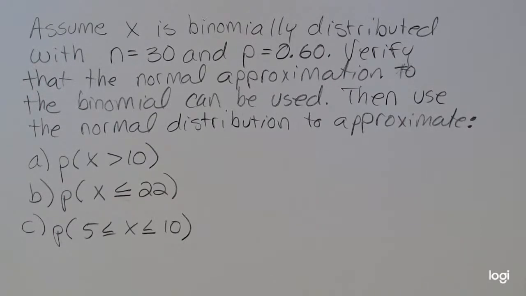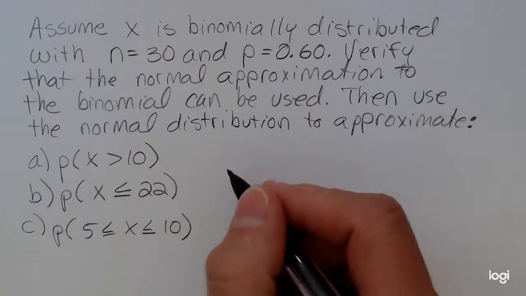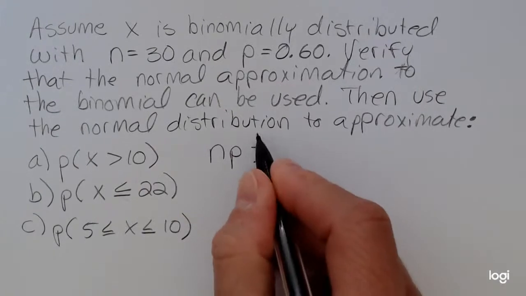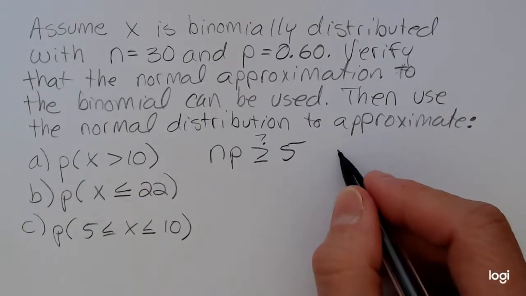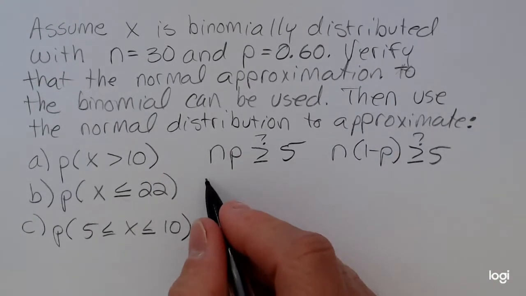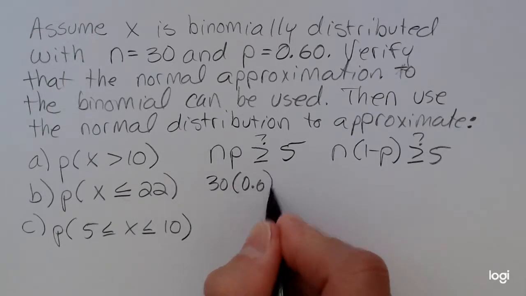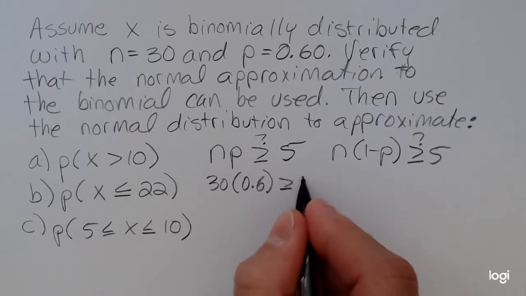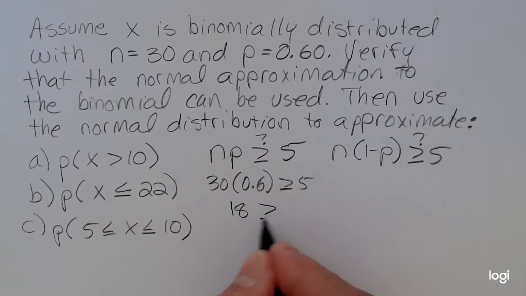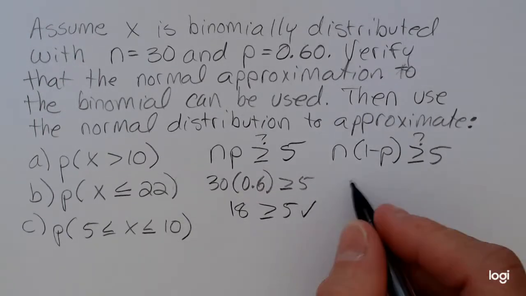Okay, so I have a binomial distribution with n equal to 30 and p equal to 0.6. I first want to verify that the normal approximation could be used in the first place. So in other words, I need to verify: is n times p at least 5, and also is n times (1 minus p) at least 5? So n is 30, p is 0.6. Is that at least 5? Well, 30 times 0.6 is 18. It's definitely at least 5, so that checks.